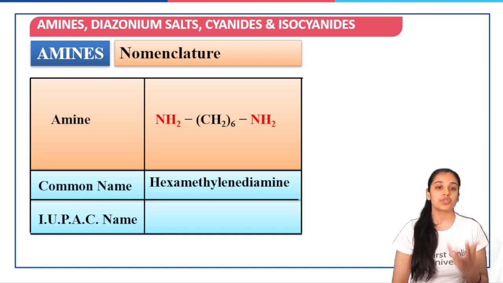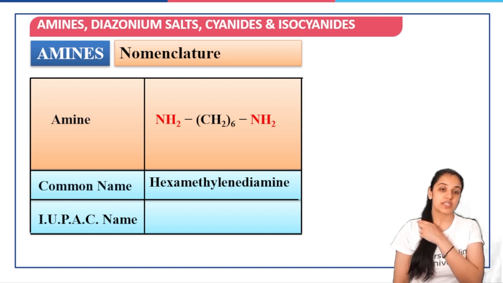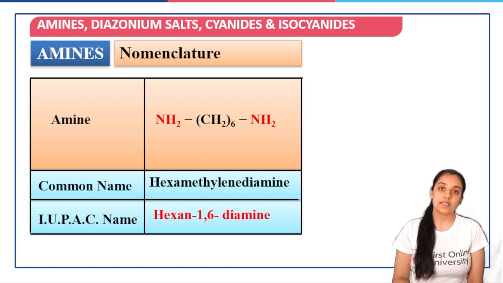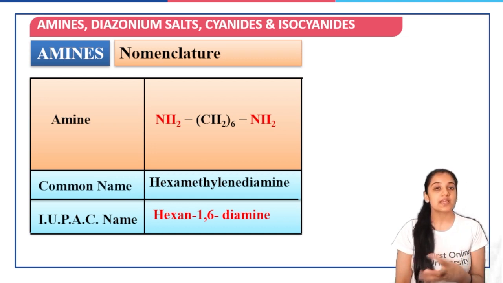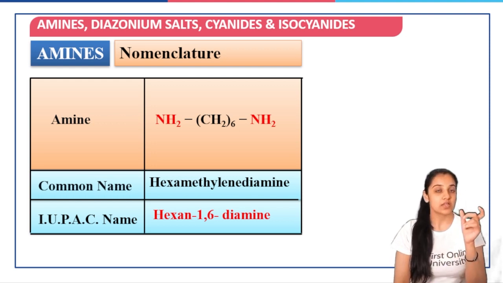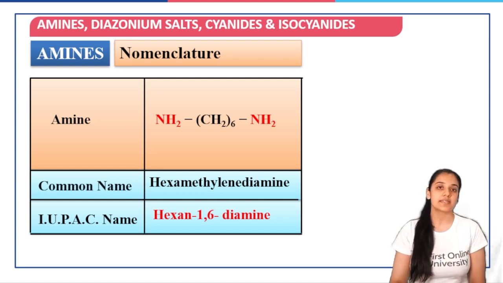Now when we move on to the IUPAC name of it, what we first see is the parent chain. Here, this is going to be hexane-1,6-diamine. Simple. If there are 2 NH2 groups present, we put the prefix di in front of amine and we specify the positions. So it's going to be hexane-1,6-diamine.